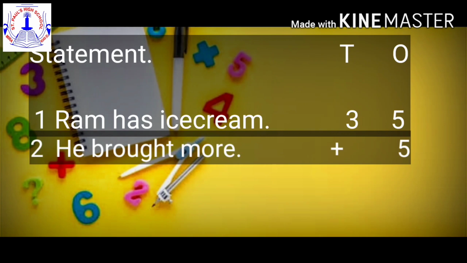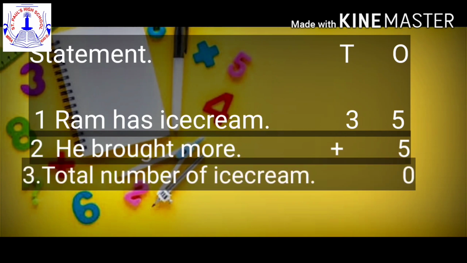Ram brought ice creams. So how many ice creams did Ram bring? 5. So we will write 5 under the ones or units place. Okay students, so let's start addition now. So 5 plus 5 is 10. So in 10 we will write 1 in the tens place and 0 we will write down.